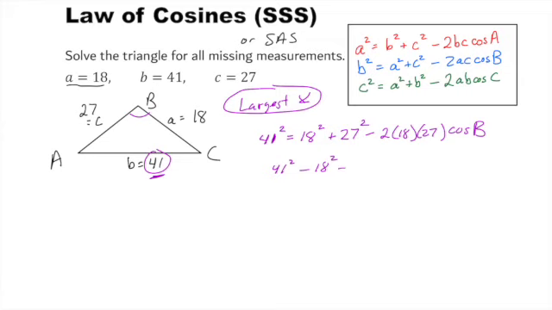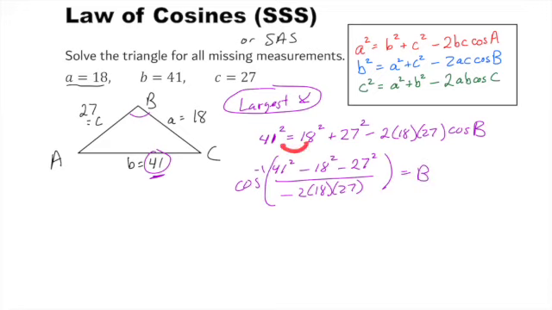Good catch. Minus 27 squared. And then I'm going to divide by this coefficient of the cosine of B. Just be careful, this is all one big coefficient. So if I divide by -2 times 18 times 27, and then I take the inverse cosine of all of that, that'll give you angle B, right? You're just moving these two to the other side, dividing by this coefficient, and then you have cosine of B. So take the inverse cosine of all of that.